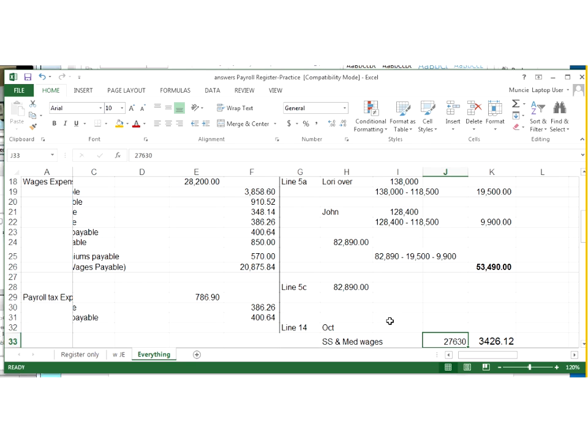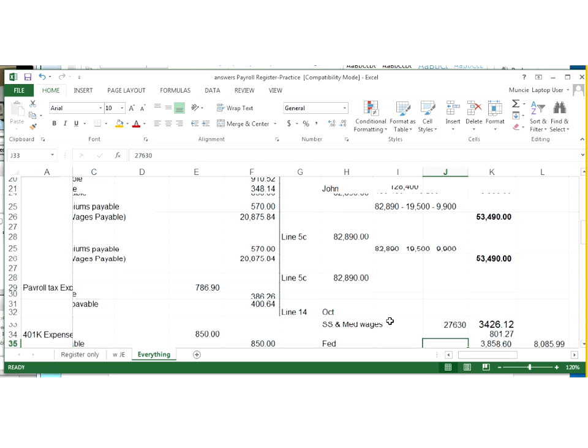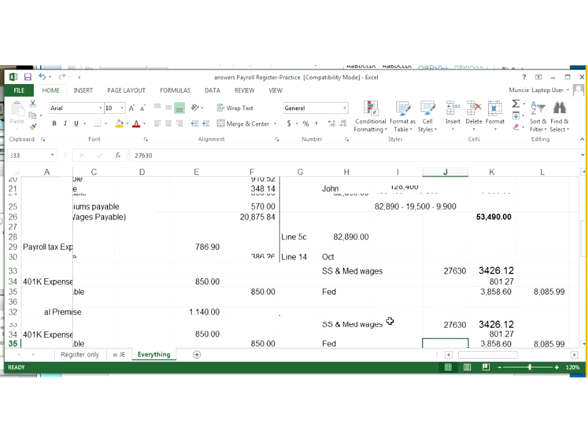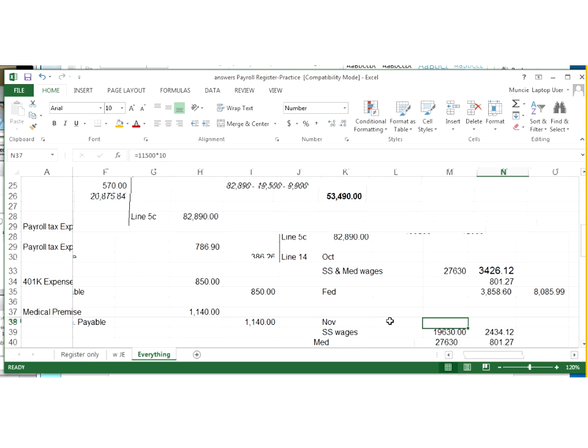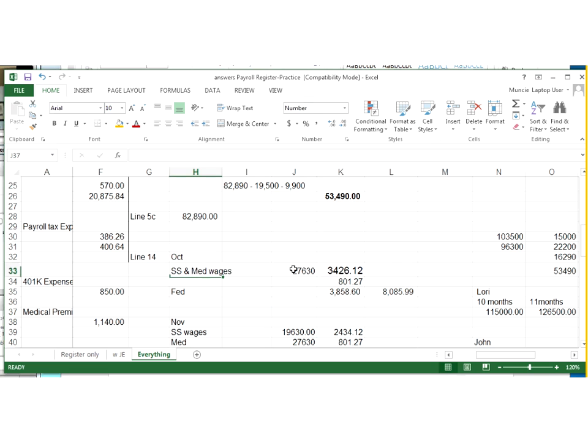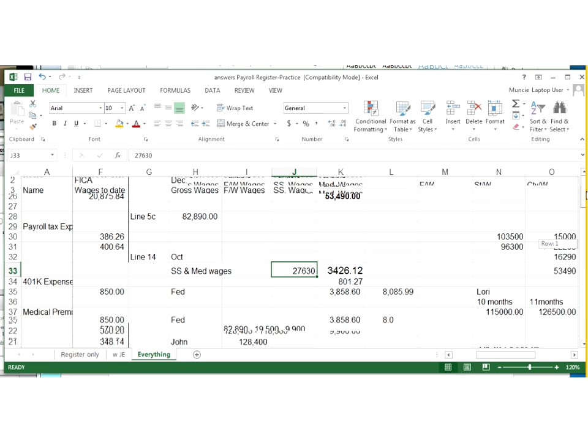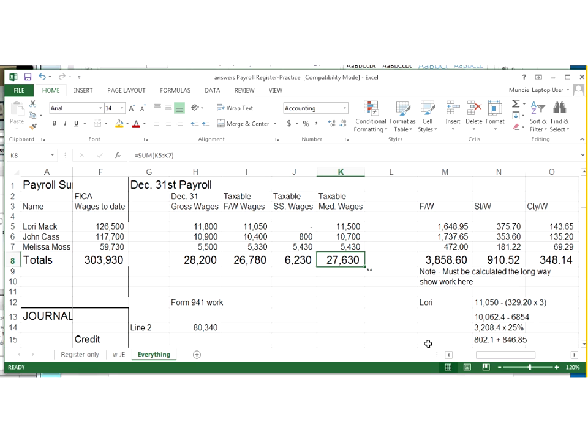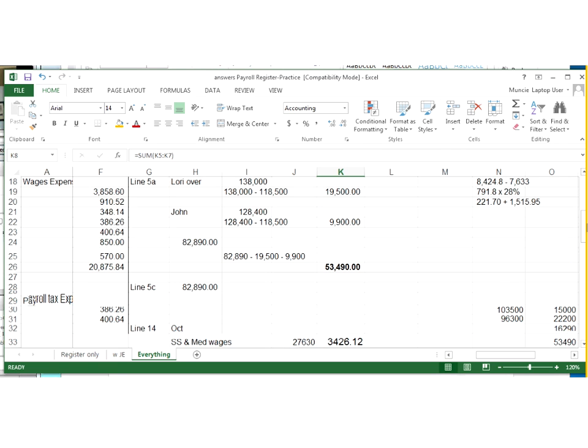You should be able to follow the directions on those. Let's now go to line 14 on the back side of Form 941. What I'm doing here is line 14 for October, Social Security and Medicare wages. Nobody hit the cap, so that's why I'm using this $27,630.